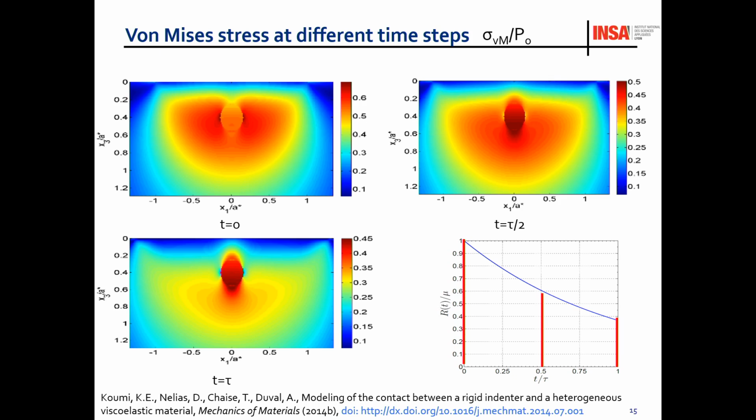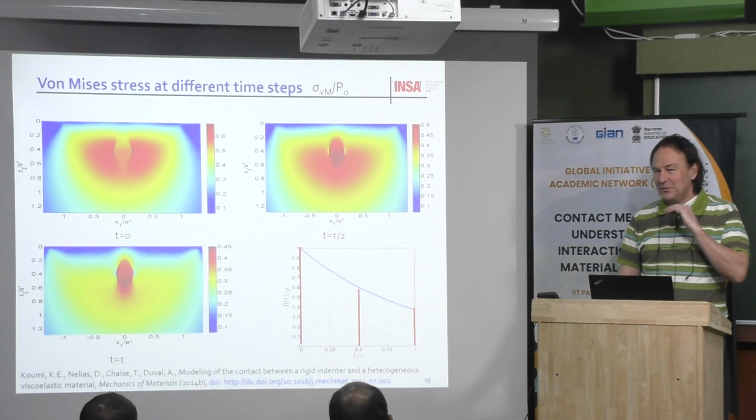Okay, and of course it's also possible to calculate the stress field around the inclusion. This is the von Mises stress divided by the maximum contact pressure, at a different time step. At the beginning, half the relaxation time, and this is for t equal to... Okay, this is not needed to solve the problem. You don't have to calculate the stress. If you don't look at the stress, it will be much faster.